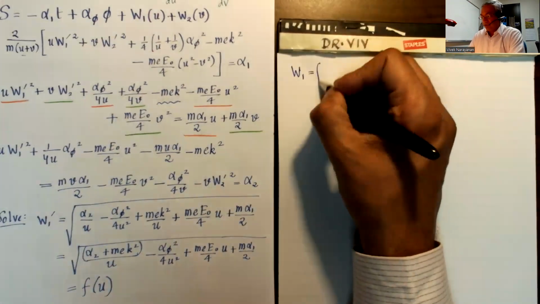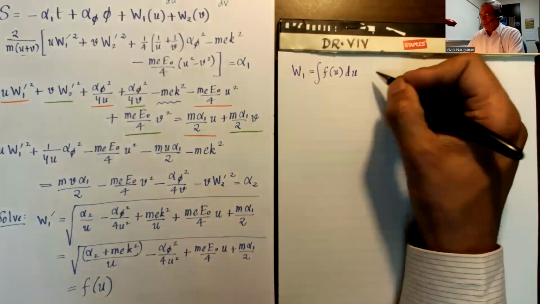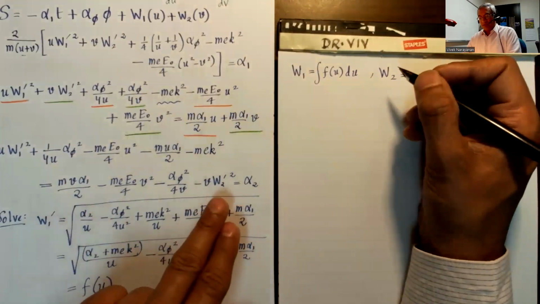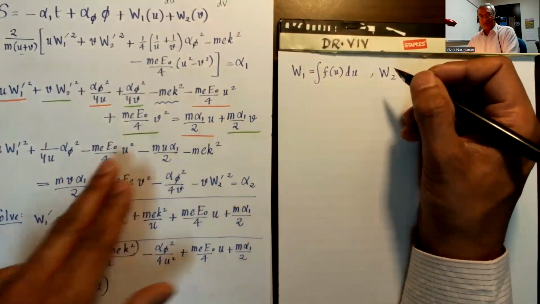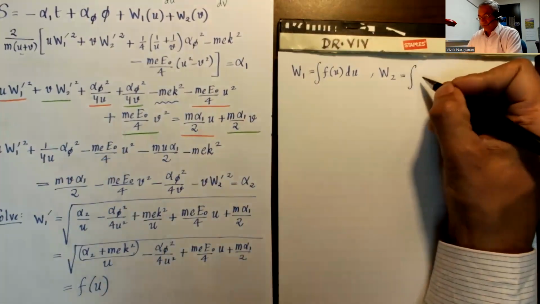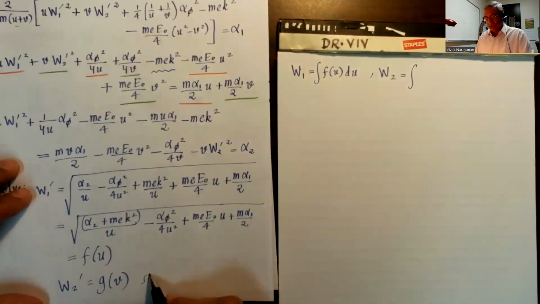It's the integral f of u du. And then I won't indicate it. You can pretty much see how W2 will work. You take all the stuff to the other side and divide by v. You get similarly W2. So I'm going to write W2 prime equals g of v similarly. Okay.